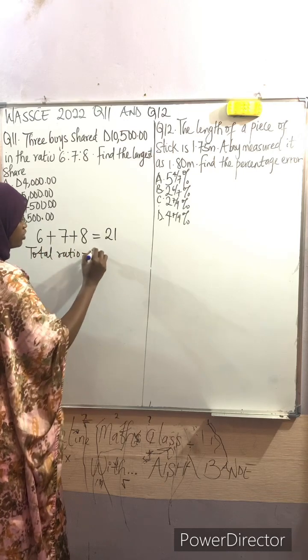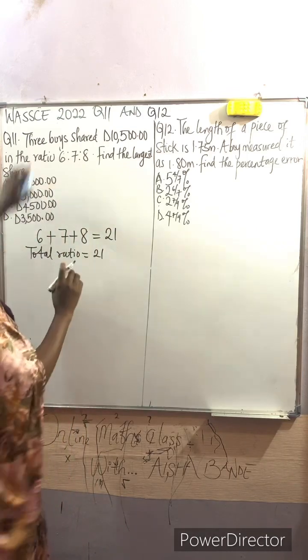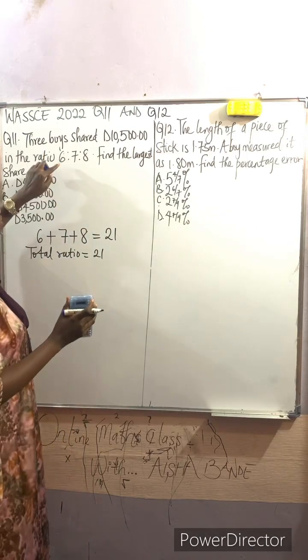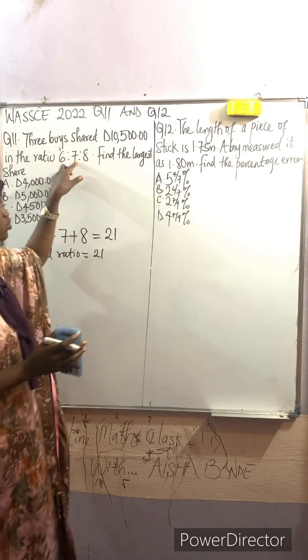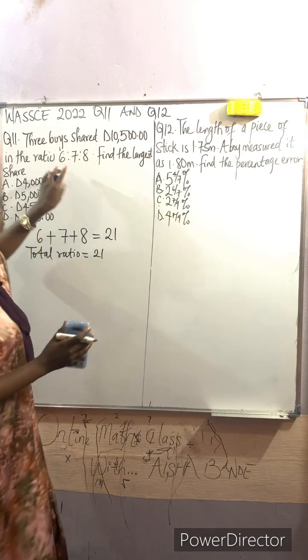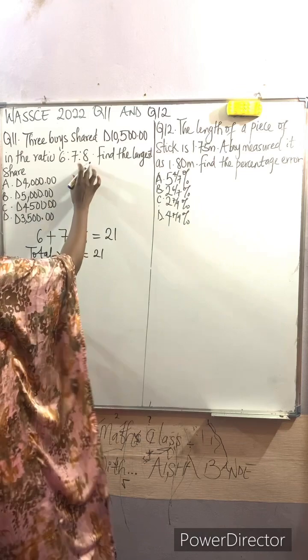However, the question is asking us to find the largest share. There are three boys. The first boy has a share of 6. The second boy has a share of 7, while the third boy has a share of 8. So from the ratios, we can see that the highest ratio here is 8, right? So the third boy has the highest ratio.